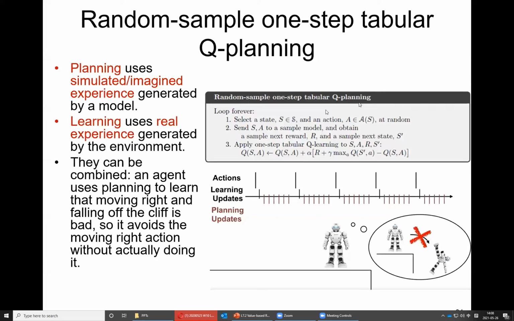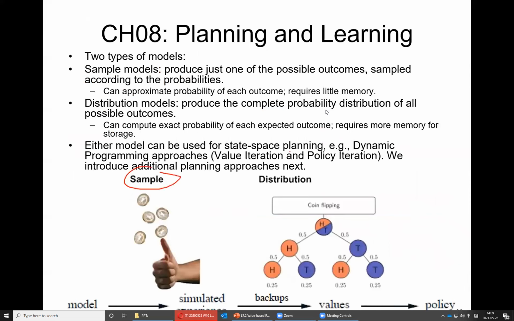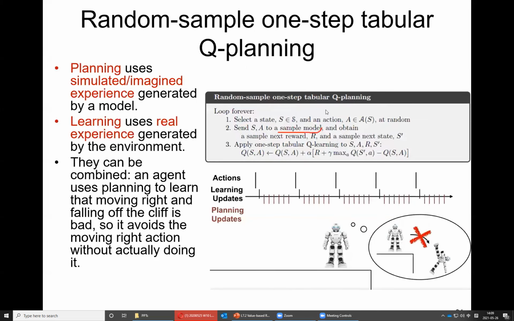So this one-step tabular Q planning assumes first you have this kind of sample model. Assuming you have this model, you send the state and action to the model and get a next reward and a sampled next state. And then you apply this Q-learning update. Notice that this particular A is an imagined action, not an actual action.